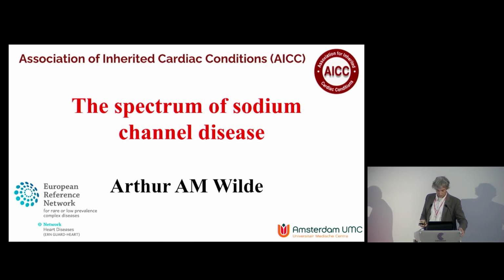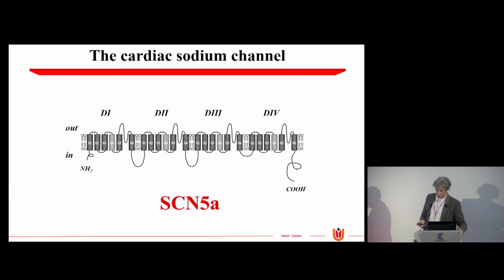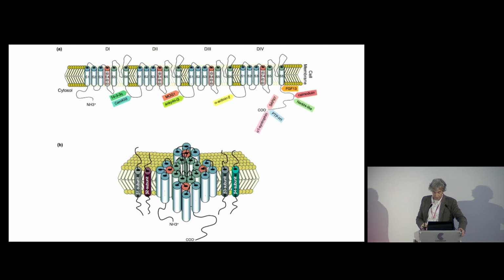So the spectrum of sodium channel disease is, of course, one of the very interesting parts of the inherited cardiac conditions, and I will, on your invitation, speak about that with pleasure. So the sodium channel is a protein in the membrane, the cellular membrane of the heart, and it has 4 different domains that, if you fold them together, in the lower picture here, it's like this, and there is a pore in the middle here, and that's where the sodium ions go from the outside to the inside to depolarize the cells.